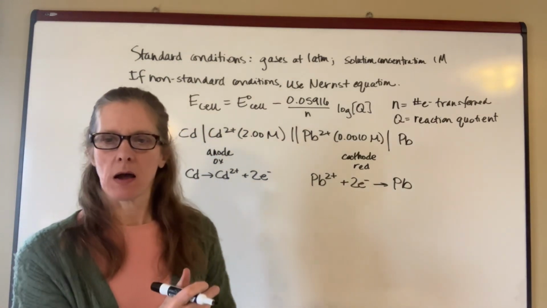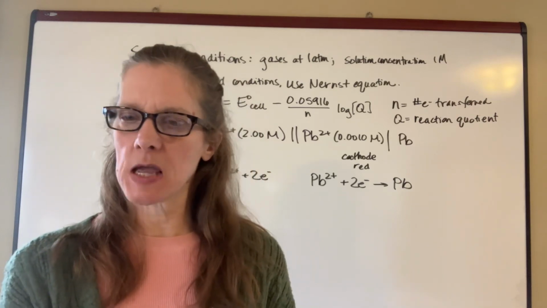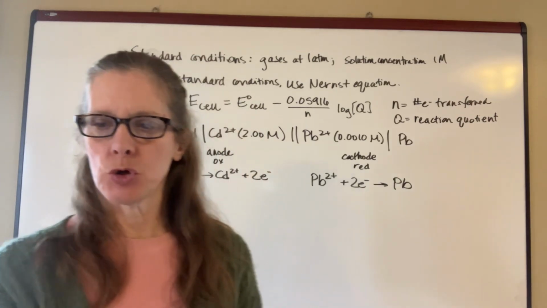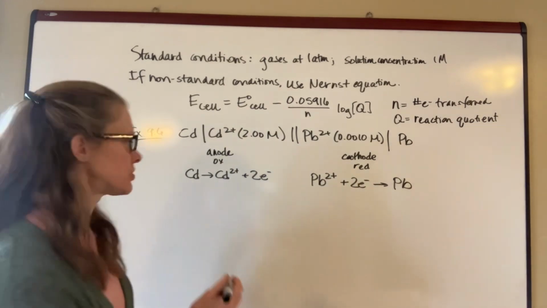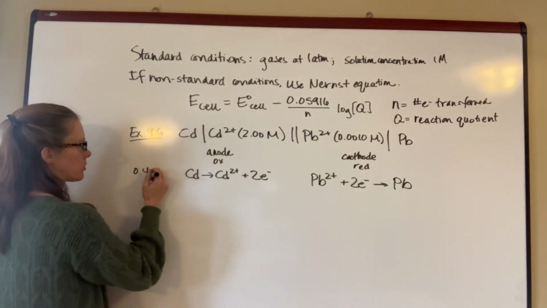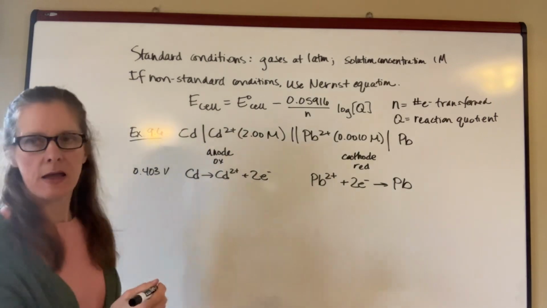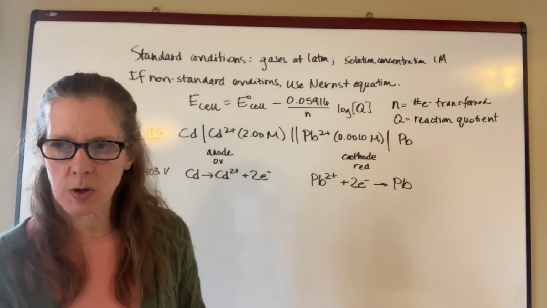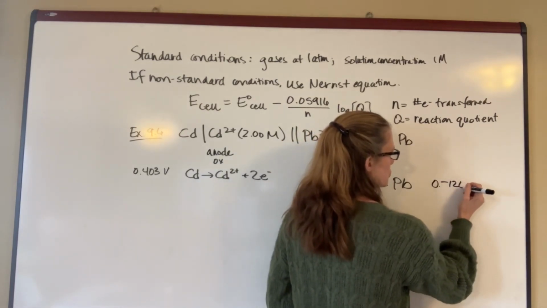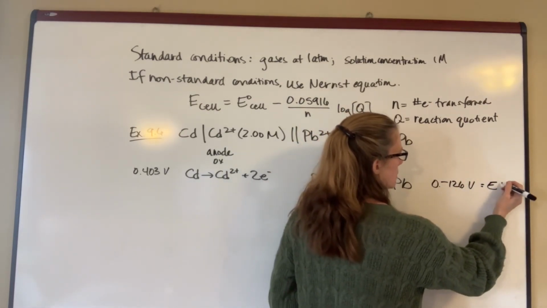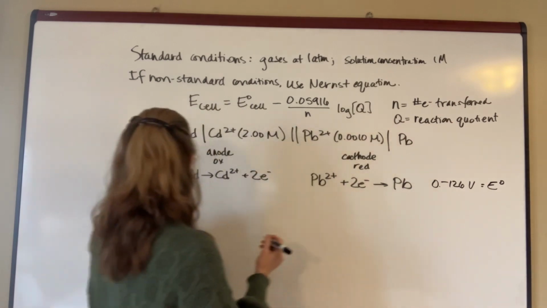Okay. Now, if we look at the table in the back of the book, you will see that the standard potentials for these are, this one is 0.403 volts. And then this one is -0.126 volts. Those are standard potentials.